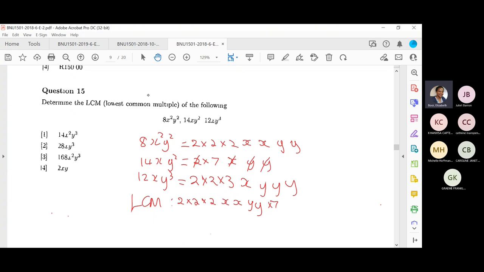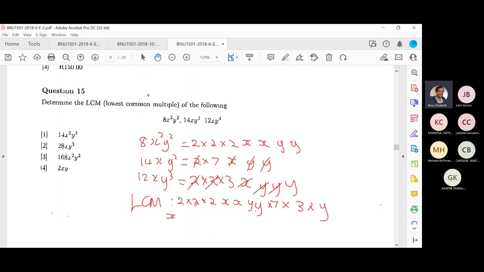Then we come to the next line. 2, we already have the first 2. 2 again, we already have the second 2. And multiply by 3, which we don't have. X, we already have the first X. And Y, we already have Y. And Y, we already have Y. And the remainder of the others, it will be multiplied by 1.